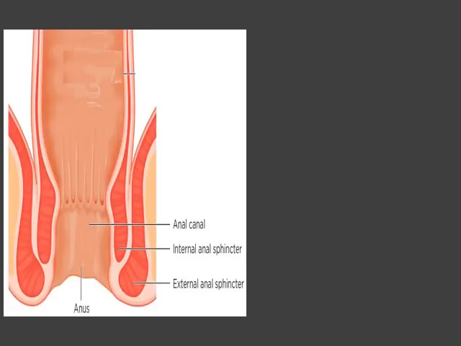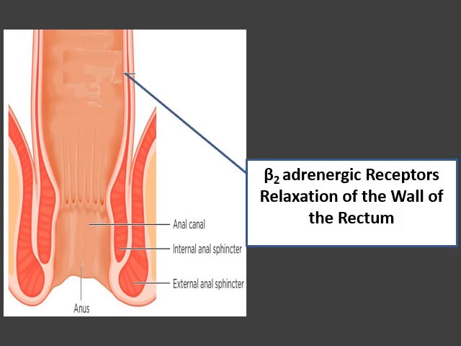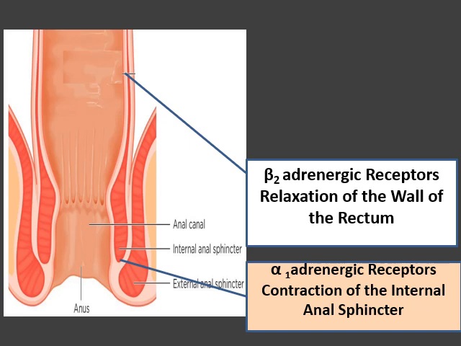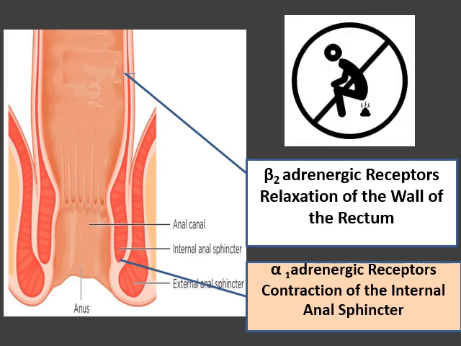The effect of sympathetic nervous system on the rectum and the anal sphincter. Stimulation of beta-2 adrenergic receptor present in the rectal wall produces relaxation of the wall of the rectum, while stimulation of alpha-1 adrenergic receptor present in the internal anal sphincter leads to contraction of the internal anal sphincter. These two effects will lead to retention of the stool and inhibition of defecation.